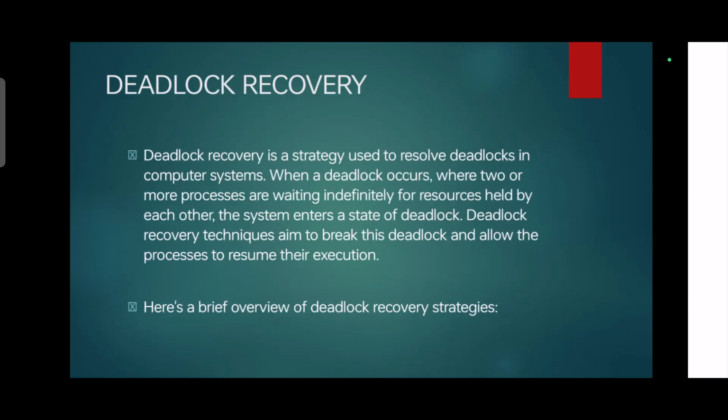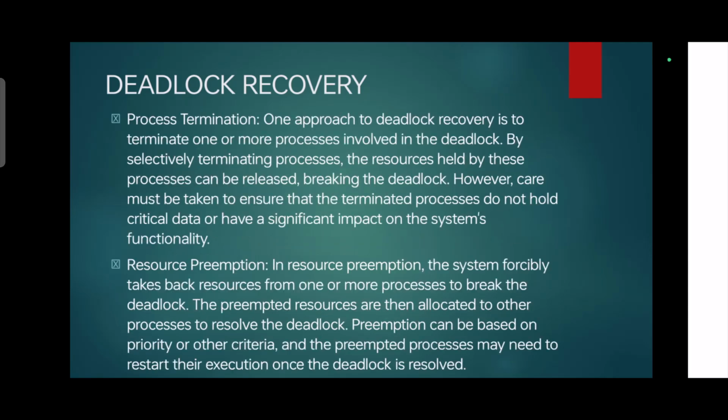Next is deadlock recovery. Deadlock recovery is a strategy used to resolve deadlocks in computer systems. When a deadlock occurs, when two or more processes are waiting indefinitely for resources held by each other, the system enters a state of deadlock. Deadlock recovery techniques aim to break this deadlock and allow the processes to resume their execution. Here is a brief overview of deadlock recovery strategies.